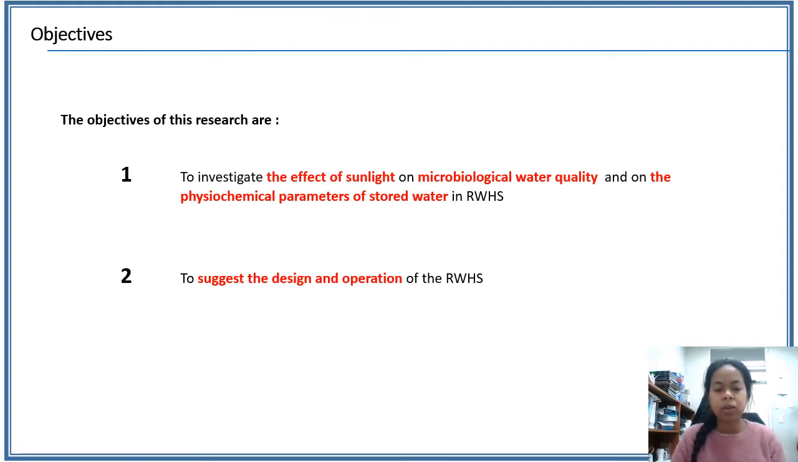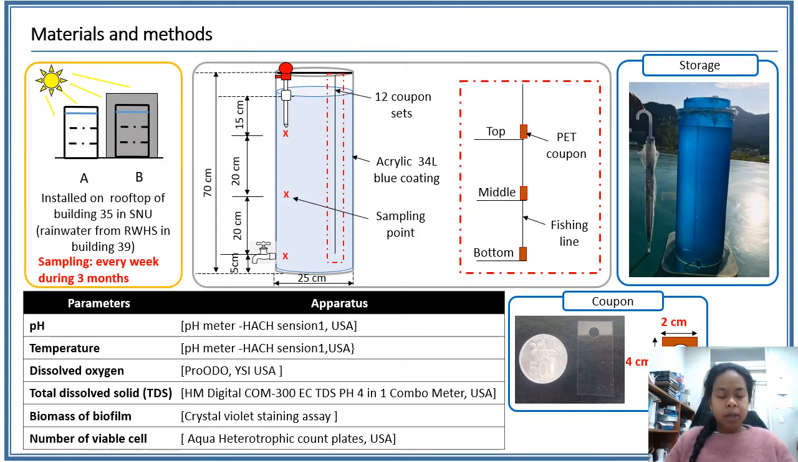Second, to suggest the design and operation of a rainwater harvesting tank. With this objective, the method and material for the experimentation involved an acrylic tank of 34 liters with blue coating that we installed on the rooftop of Building 35. One storage was covered to simulate a dark storage. Here, as you can see in this picture, we hung a 12-coupon set at different levels, top, middle, and bottom, with a fishing line.